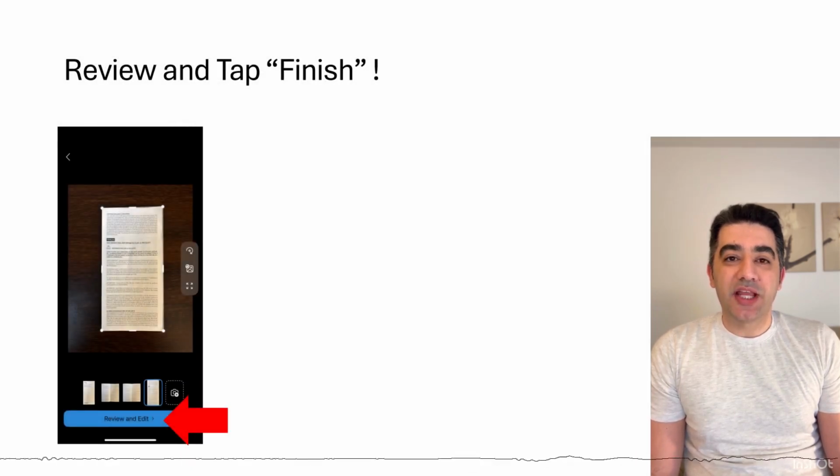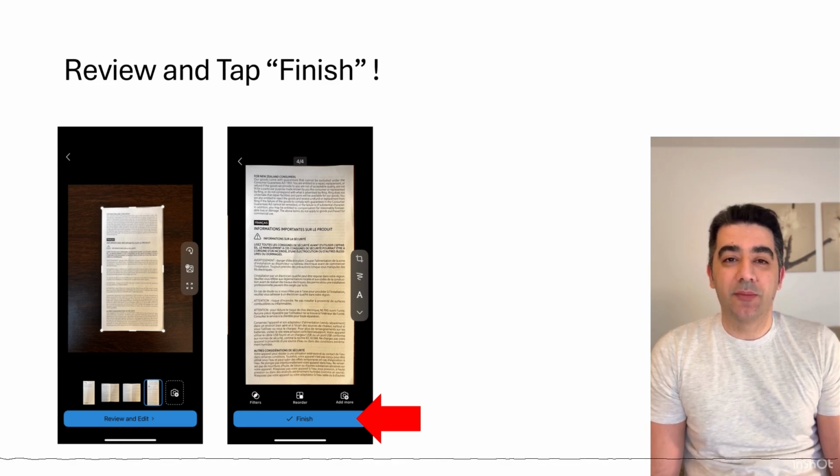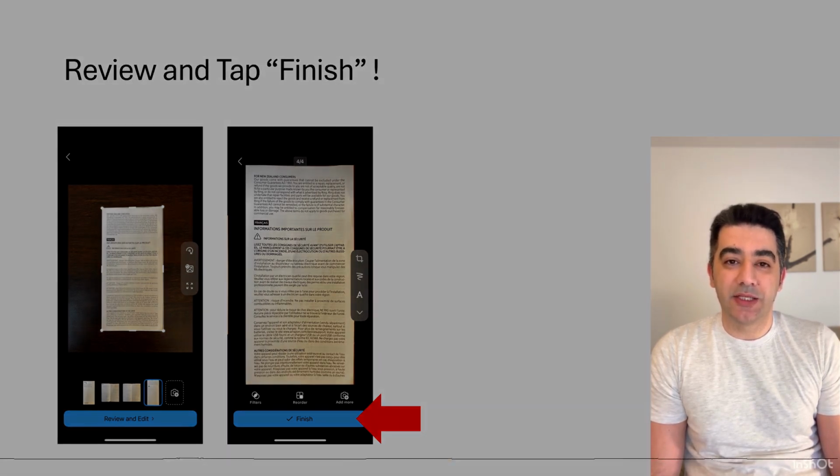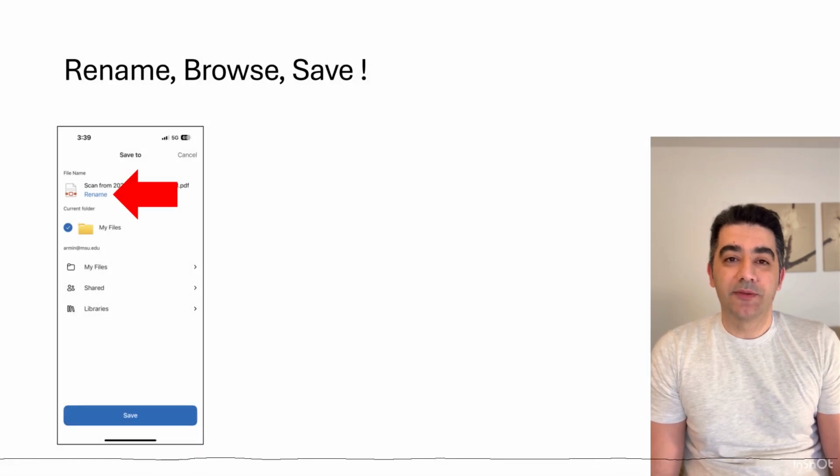Once all your papers are scanned, tap Finish. If you need to reorder pages, tap Reorder and drag them into the correct sequence. This part is important. Accounting doesn't want 5 separate photos. They want one clean file.